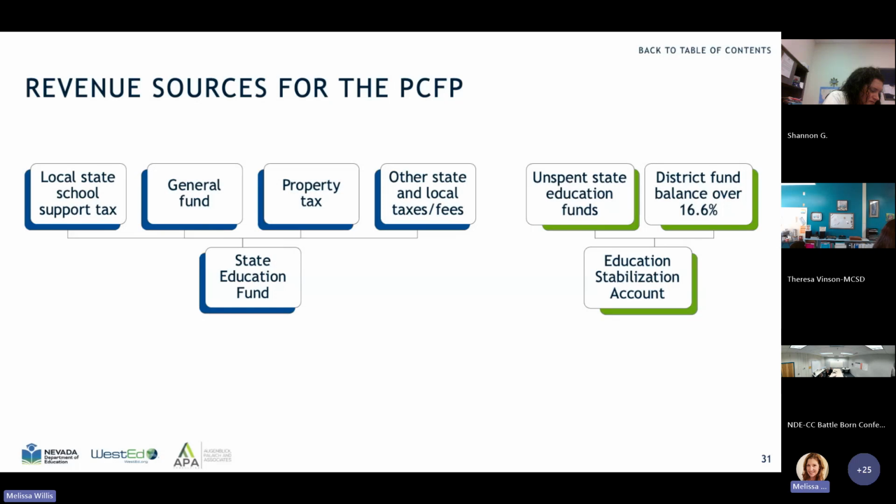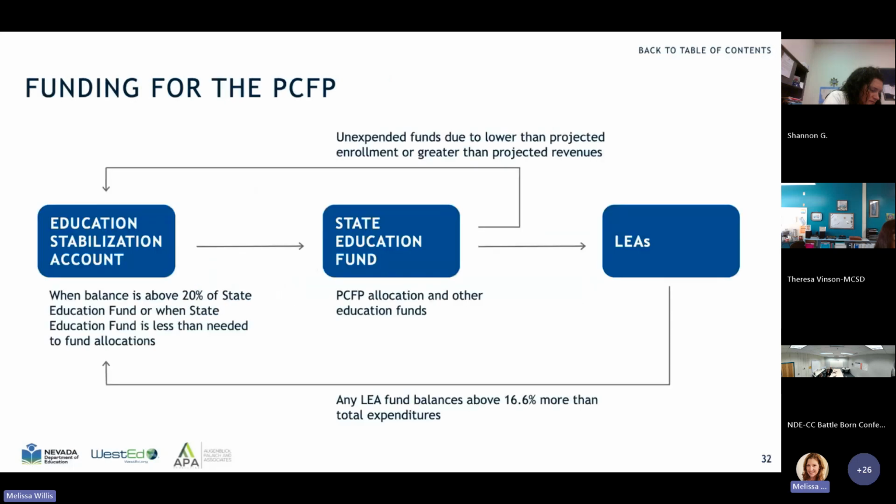The fund in the Education Stabilization Account comes from the following sources: school districts with an ending fund balance greater than 16.6% of total budgeted expenditures, and unexpended money in the State Education Fund at the end of each fiscal year, unless otherwise excluded. The State Education Fund allocates PCFP and other education funds to school districts.